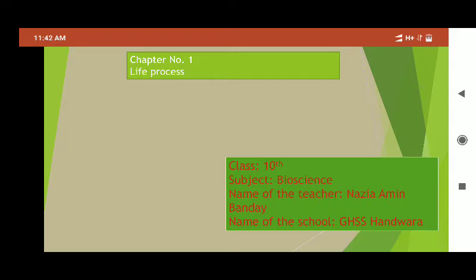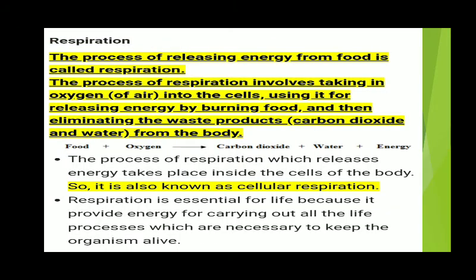There is another process that takes place in our body, that is respiration. This is the topic which we are going to discuss today. What is respiration? Respiration is the process of releasing energy from food. It involves taking enough oxygen into the cells, using it for releasing energy by burning food, and then eliminating the waste products like carbon dioxide and water from the body.